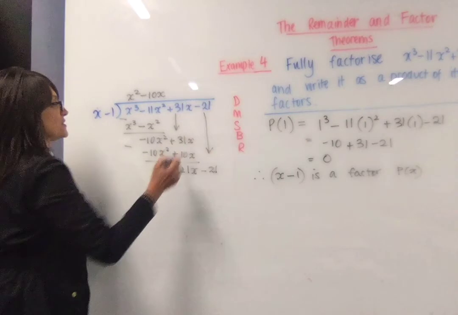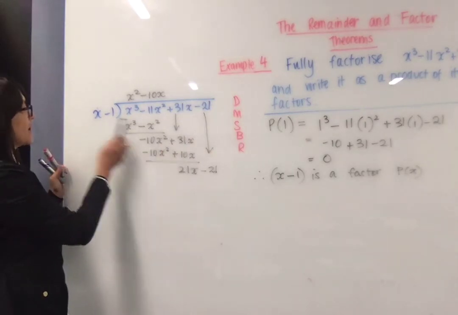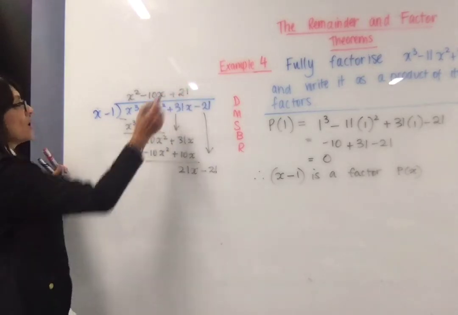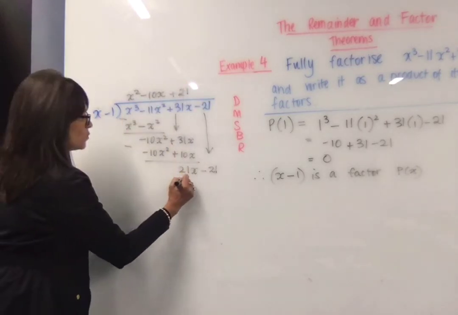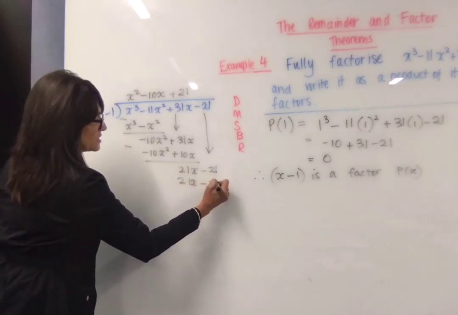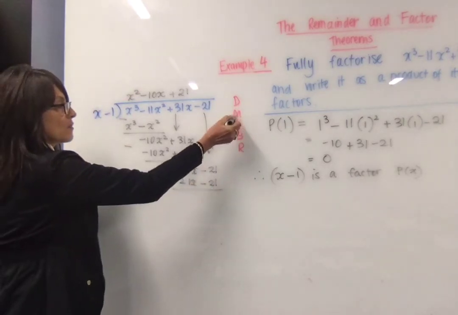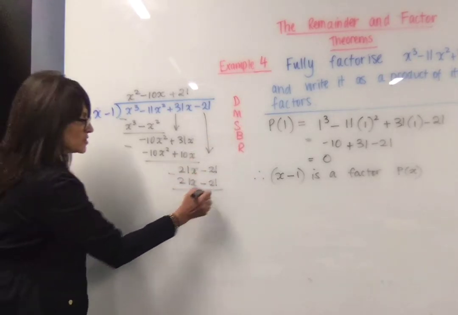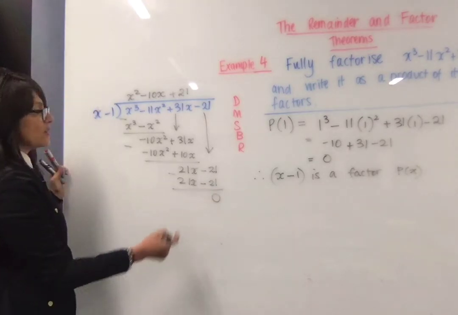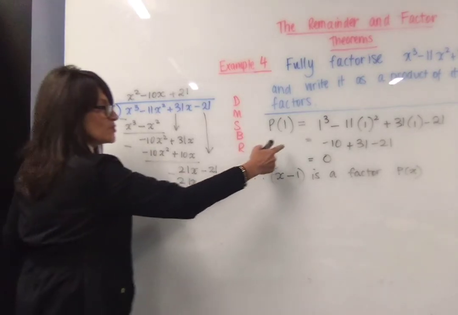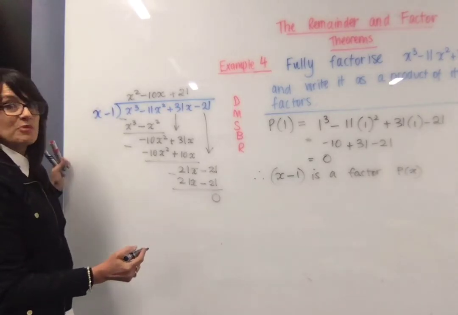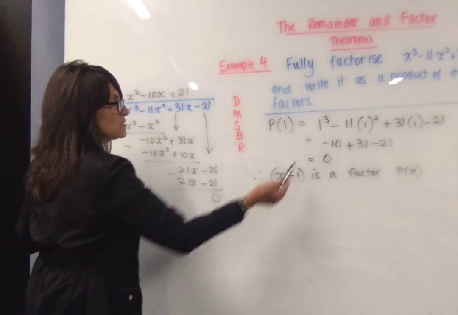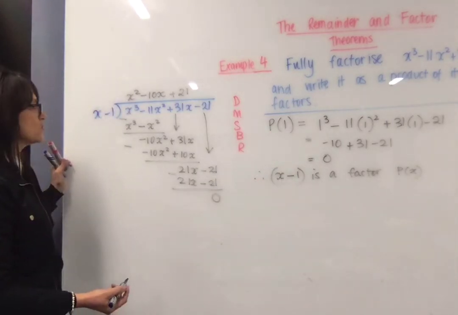And now repeat the process. And I start with dividing. 21x divided by x is 21. Now multiply. 21x minus 21. I've multiplied. Now I subtract. And can you see these are like terms, so therefore my result is 0. Now remember, this is what we want to happen because we've shown previously that if we apply the factor and remainder theorems and substitute our root of 1 into the polynomial, we should get a result of 0.